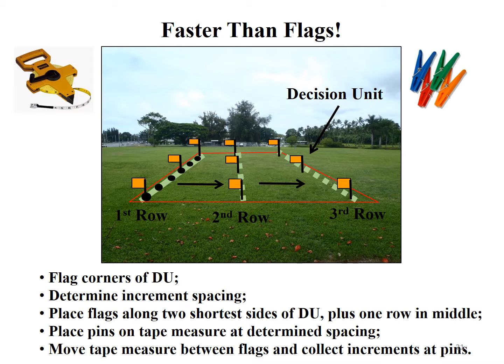to collect that. And then once this row is completed, you move the tape over to the next row and collect increments at that same interval along that row. And you would do that until all the increments in the decision unit have been collected. Again, we found this speeds things up rather than marking each location with flags across the whole decision unit.